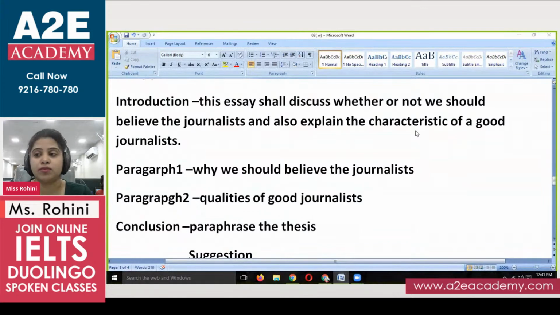But at the same time, now understand this very carefully, there are many journalists or correspondents who spread ill-founded news. Now, what is ill-founded news? Ill-founded news means baseless news. Those news, those information that has no authenticity, no accuracy, no reliability. Okay, are you getting me?